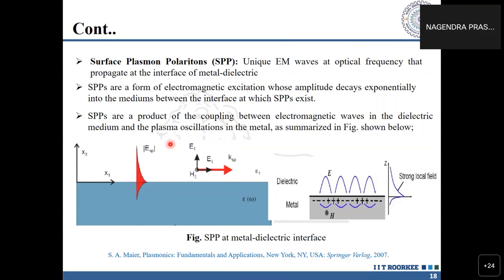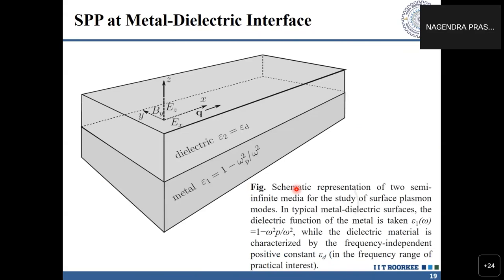So SPPs are a product of the coupling between electromagnetic waves in the dielectric medium and plasma oscillations in metals. You can see this from this figure. So this figure, you can understand in a better way. This is metal. The dielectric permittivity of a metal is defined with the help of the Drude model, the Drude-Lorentz model. So epsilon 1 is given as 1 minus omega p square divided by omega square. Then there is a dielectric region, that is epsilon 2, which is epsilon d.